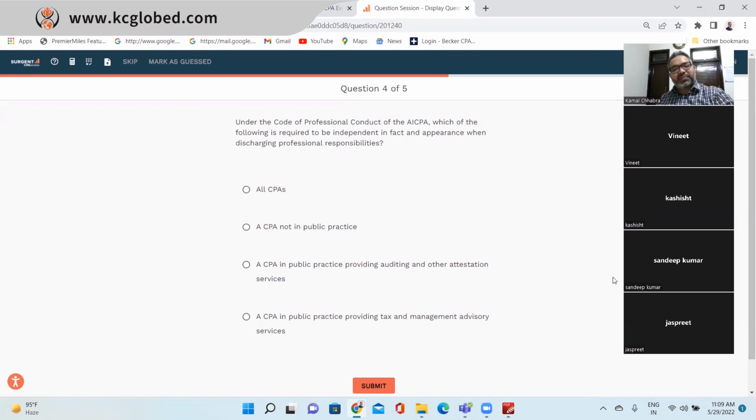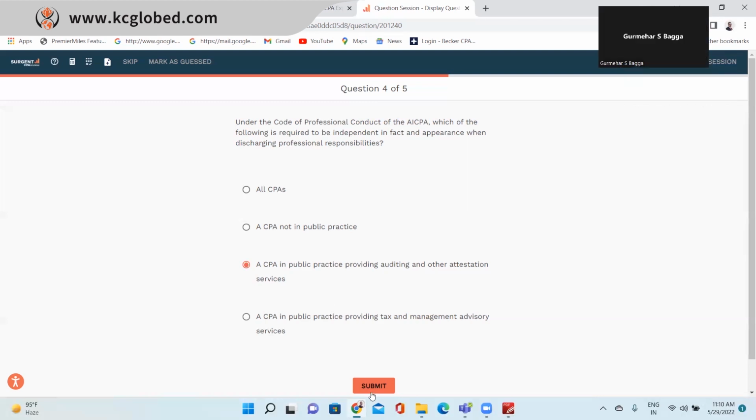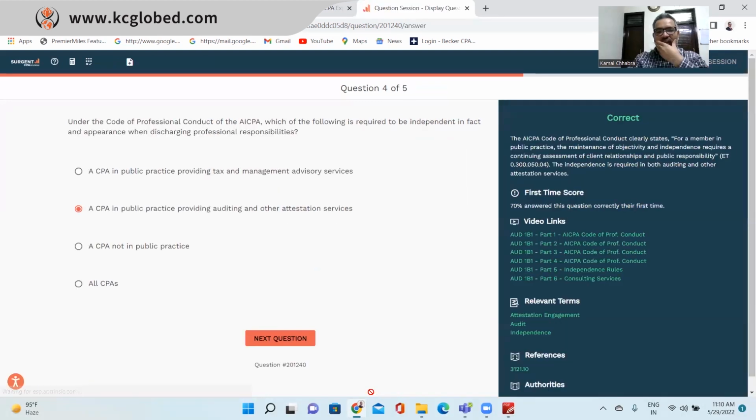It's just that while discharging their professional responsibilities, they have to be independent in fact and in appearance. So which professional responsibility? Not in public practice, tax services, management services, audit services, basically. So the third, C. Audit services and other attestation services. Yes, sir. CPAs don't require independence for compilation, so in that case the third answer is correct, I would say. That's absolutely right.